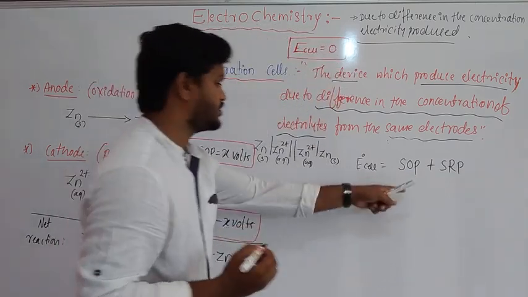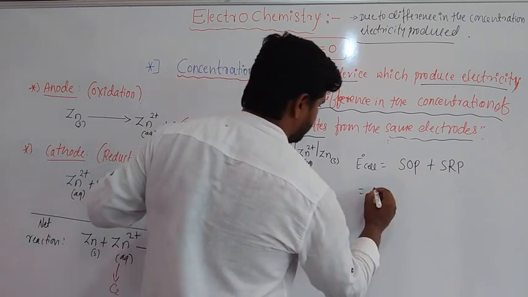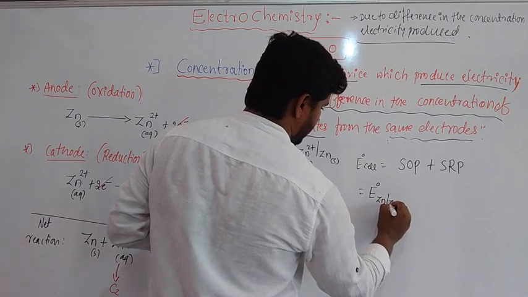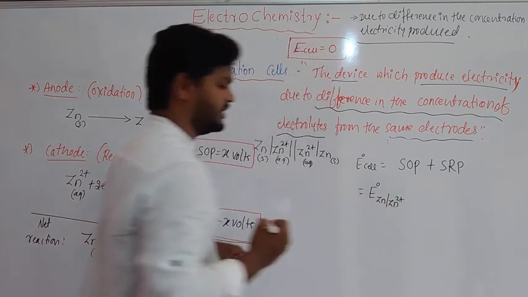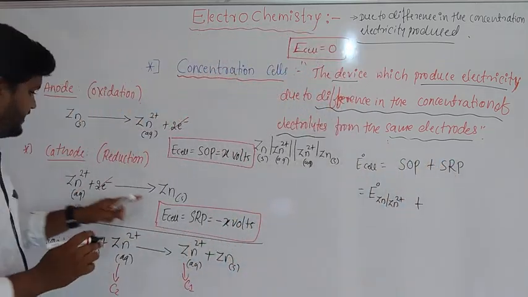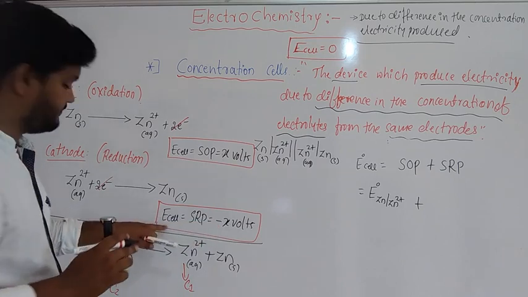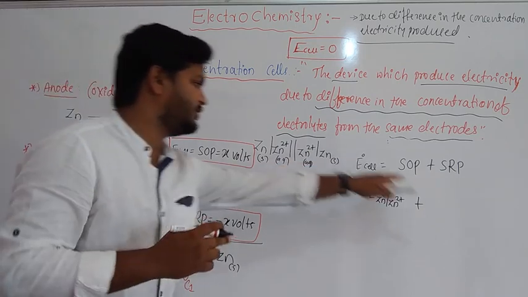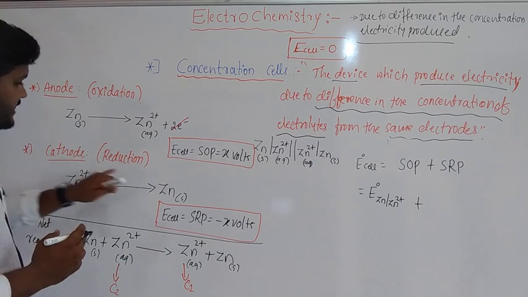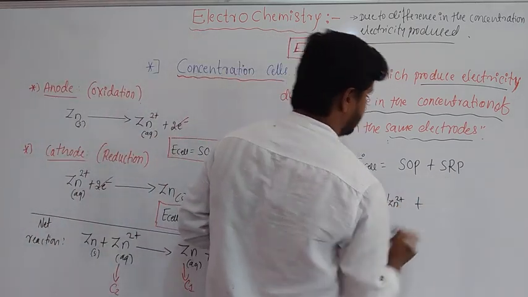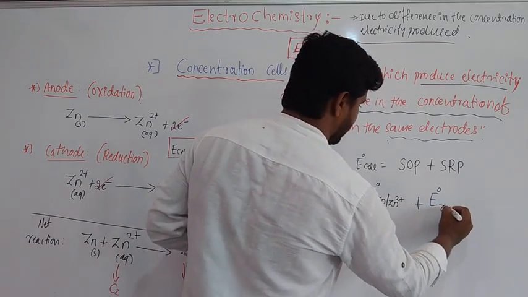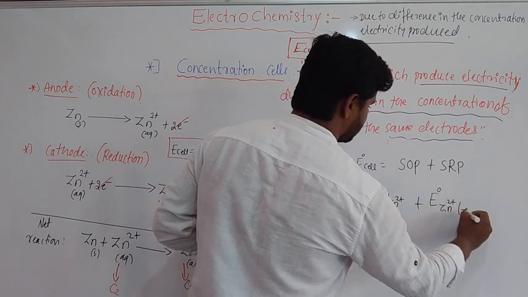Here, standard oxidation potential is E naught for Zn becomes Zn2 plus, meaning oxidation takes place, plus standard reduction potential, that is E cell, nothing but electrode potential. Here I am going to take the standard electrode potential, E naught cell. Standard reduction potential, SRP, is Zn2 plus becomes Zn.